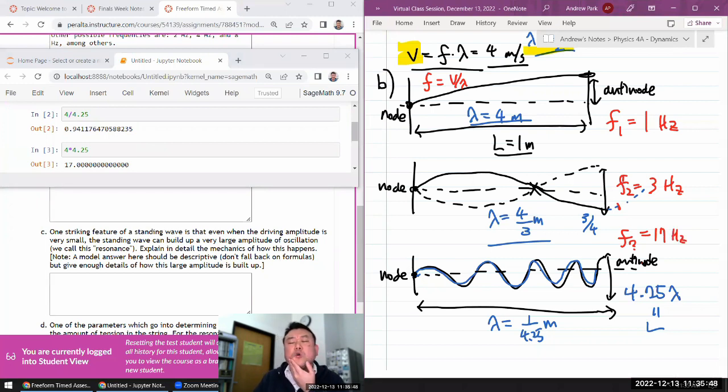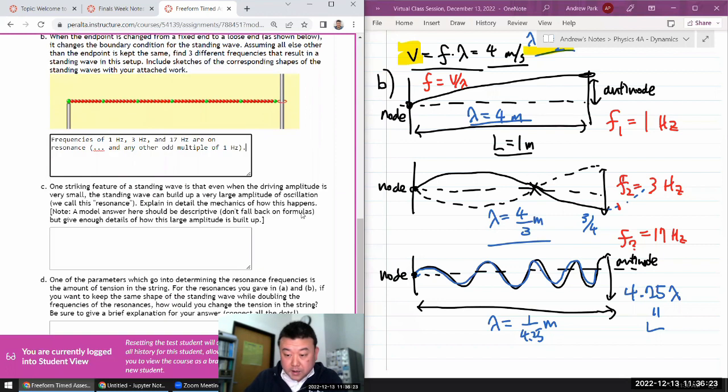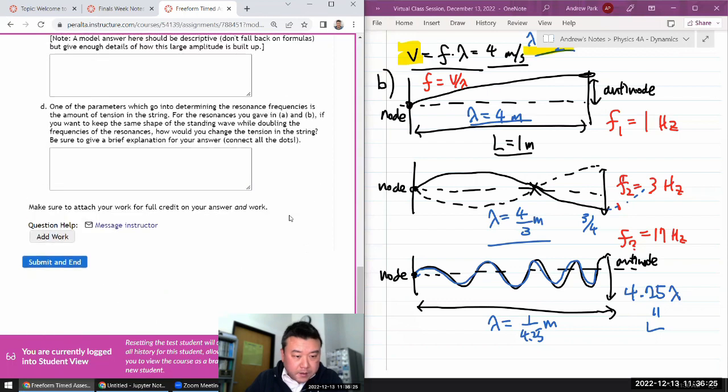I think the pattern is all the other integer multiples of this. So 1, 3, 5, 7, 9, 11, 13, 15, 17. That's probably the pattern. So here, my answers would be frequencies of 1 hertz, 3 hertz, and 17 hertz are on resonance, and any other odd multiple of 1 hertz. Okay, let's keep going.